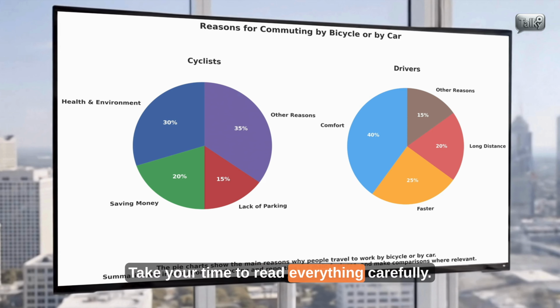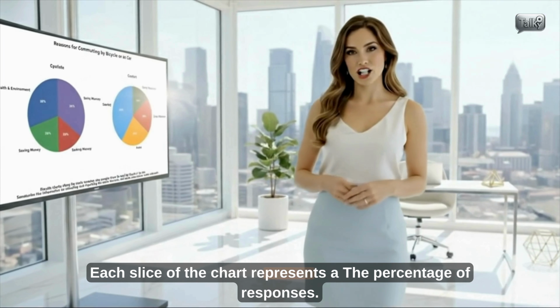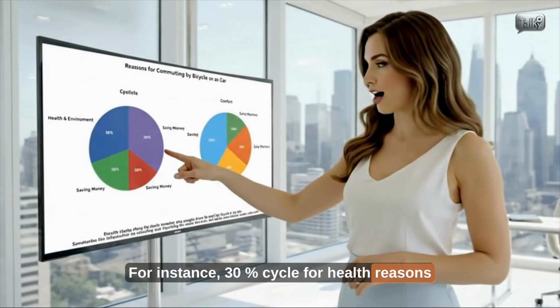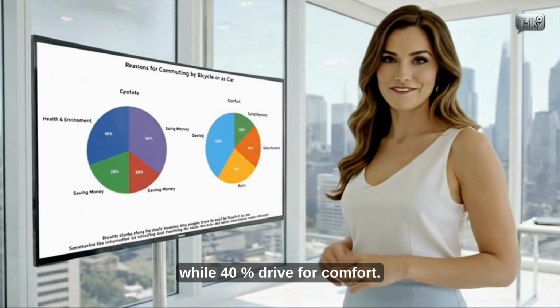Take your time to read everything carefully. Then, when you're ready, we'll move on together. Each slice of the chart represents a percentage of responses. For instance, 30% cycle for health reasons, while 40% drive for comfort.